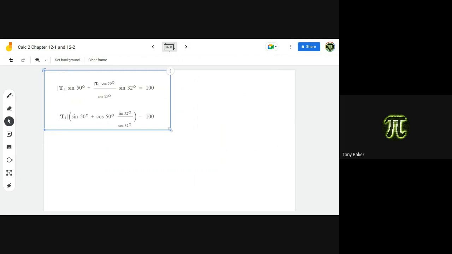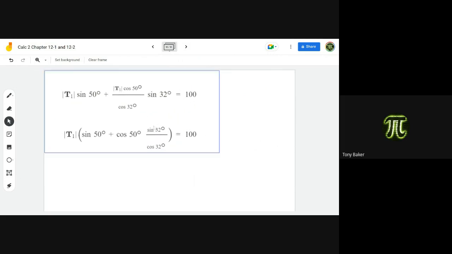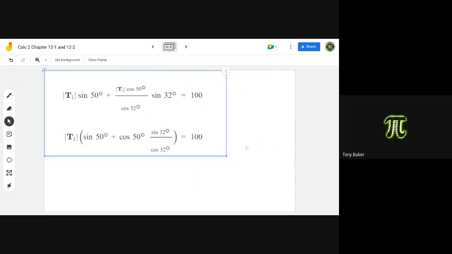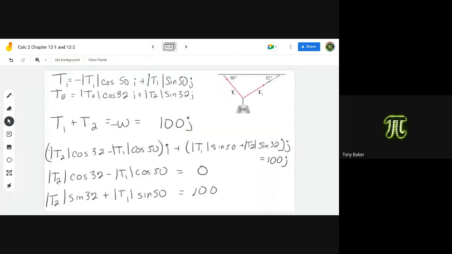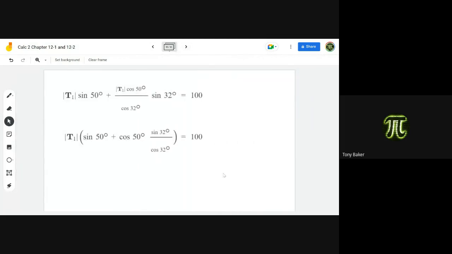Yes, I'm getting tired of writing. So if we solve the first one for T2, we'd move over the T1 cosine 50, and then we would divide it by cosine of 32. So T2 becomes that.